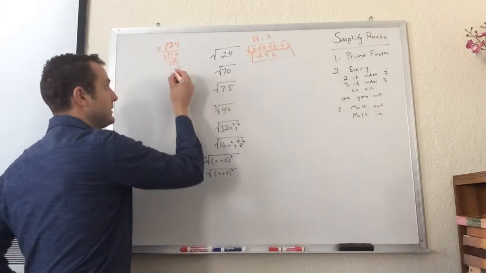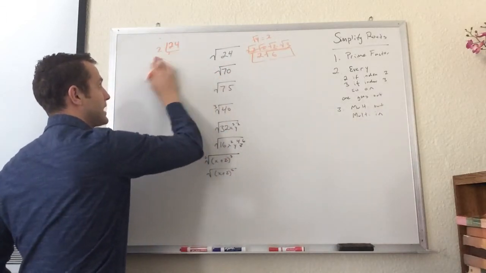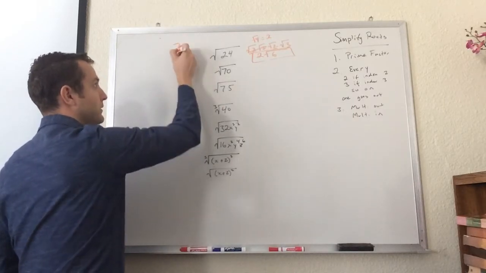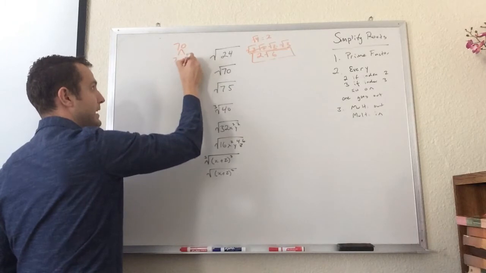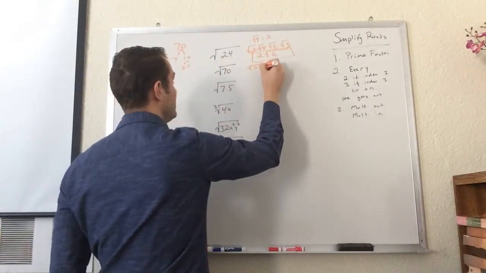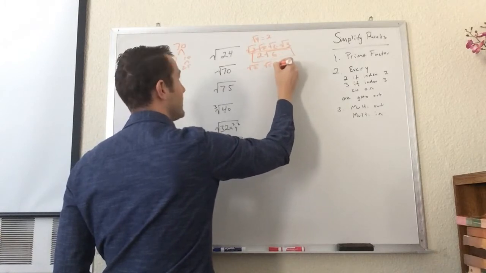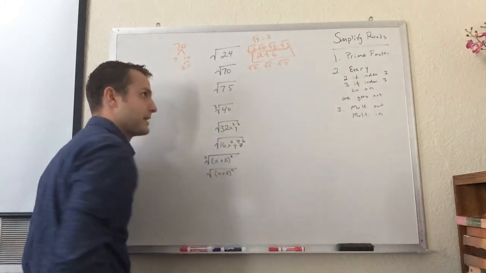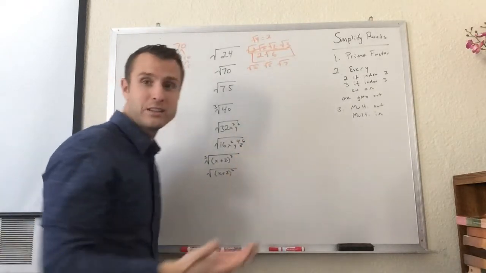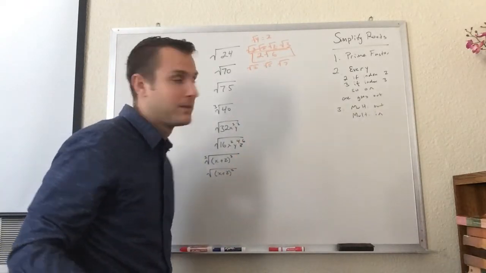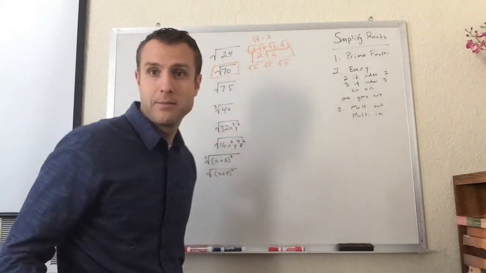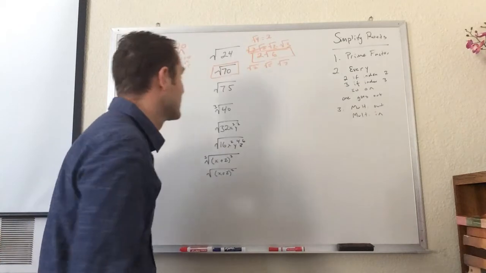Let's try this with 70. This time I'll do a factor tree: 7 and 10, 2 and 5. So my numbers are the square root of 2, the square root of 5, and the square root of 7. There are no 2 numbers that are the same. I have 1 of each, so I can't simplify that. So you can just box in your original answer. I can't simplify it because there's no 2 that are the same.